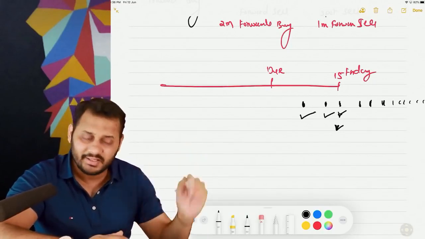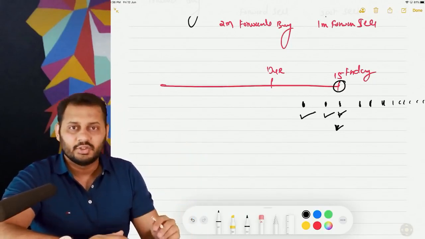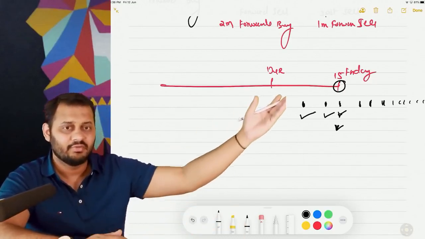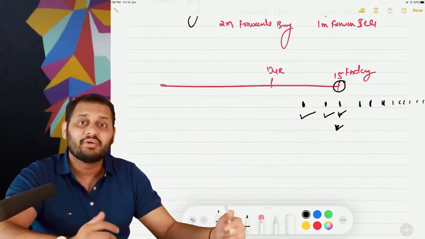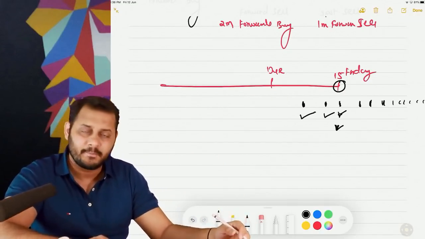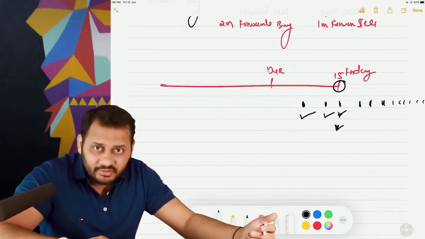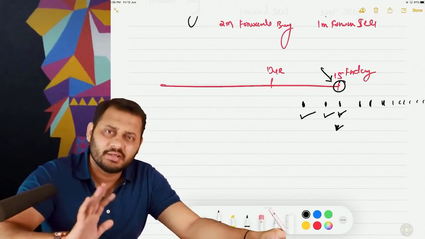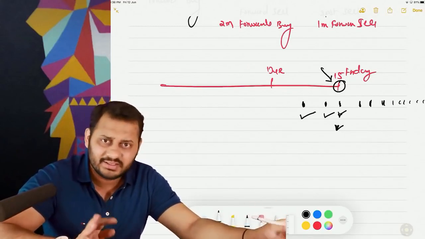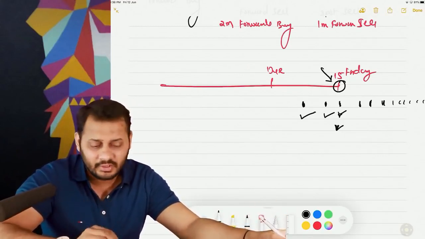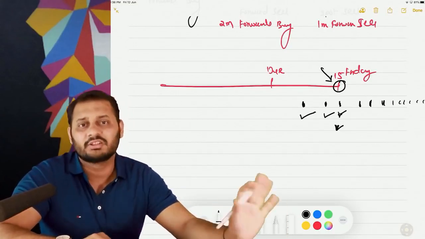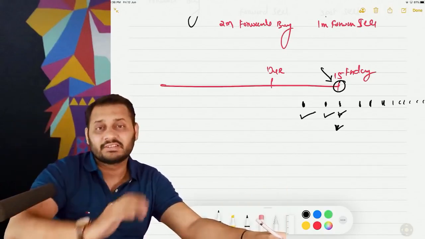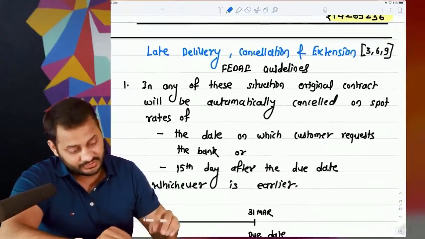Now he can come anytime. We have already cancelled the contract on the 15th day. So he has an option to come before the 15th day. At that time we will apply that day's rate for cancellation of the old contract. But if he comes after the 15th day, then we will apply this rate only. We would have already applied it on the 15th day. It will automatically cancel. The profit or loss will automatically be calculated. Now it is only a matter of recovering from the customer. One thing in late cancellation, delivery, and extension, you need to understand.